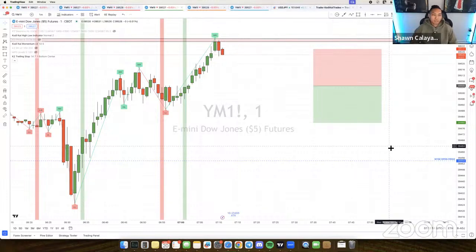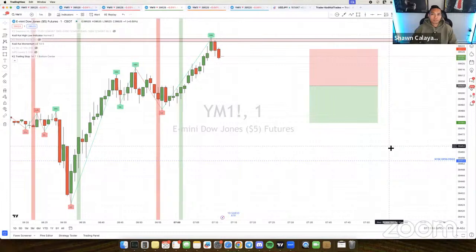Because a lot of the times, we don't have control over it, right? For example, price can just come down at any moment, like right here. And there we go, the pending sell signal.